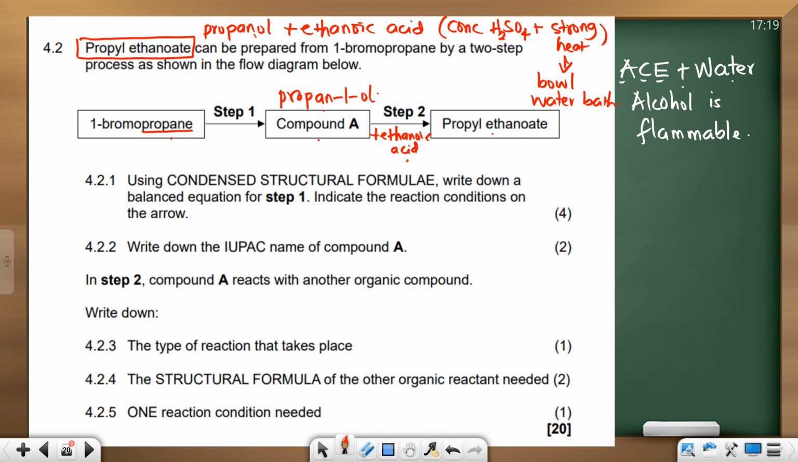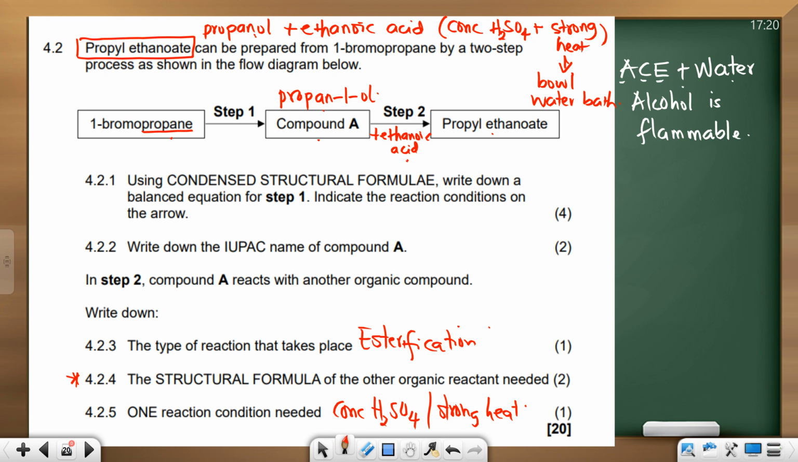What type of reaction takes place? Esterification. But I want to show you something here. Write down the structural formula. Oh, one condition. I think we already spoke about the condition, right? In the presence of concentrated sulfuric acid and strong heat. I want to give you 5 marks. 5 marks, quickly. All right. I want to give you 5 marks here.